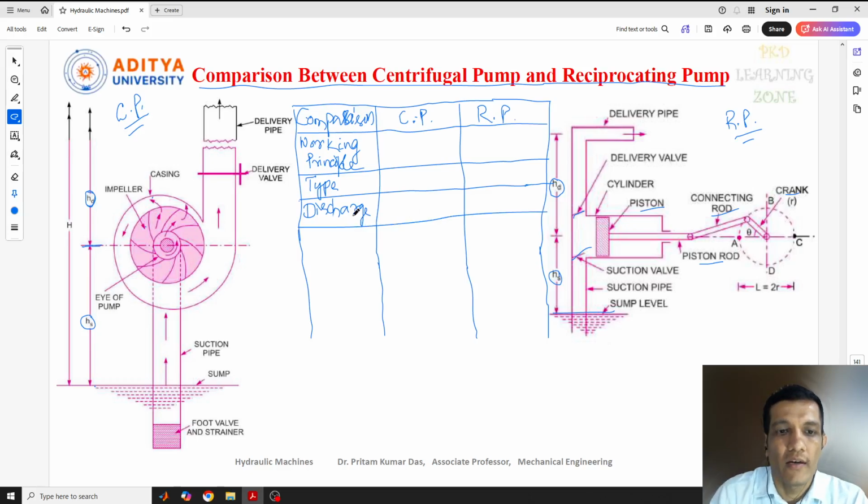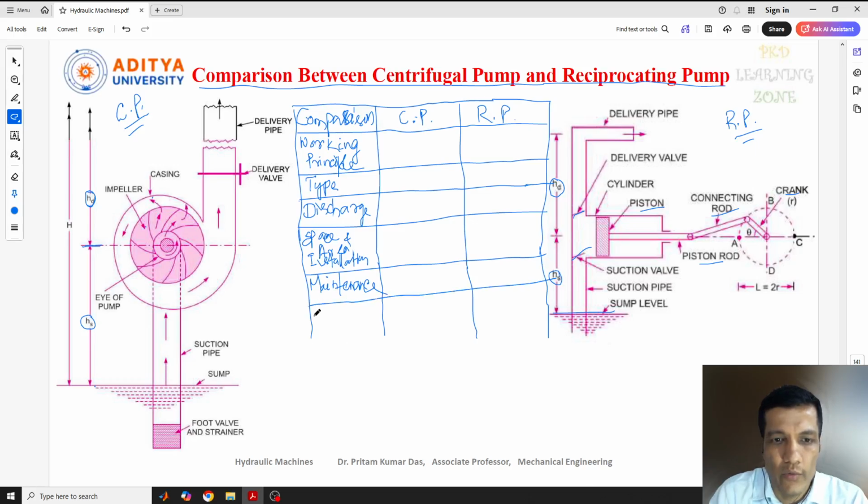Discharge is nothing but the quantity or volume of water which is coming out with respect to time. Similarly, what is the space, or the area, required for the installation? Space or area, the same thing we can say: space required for the installation. And similarly, what about the maintenance? We'll see that also.